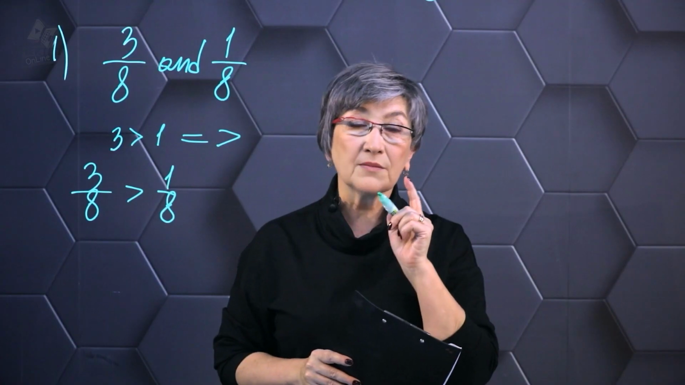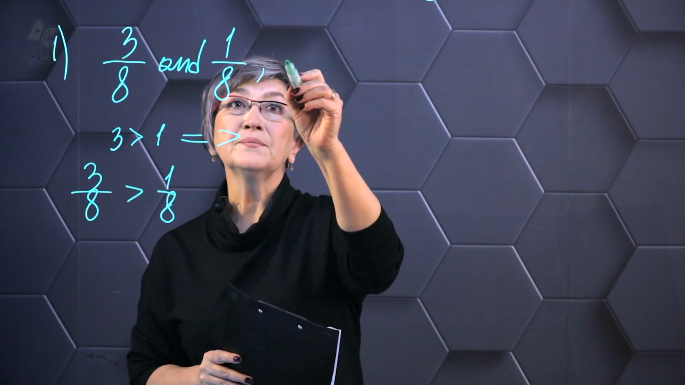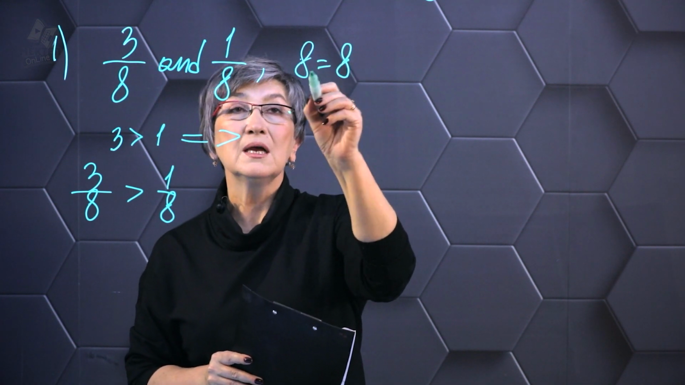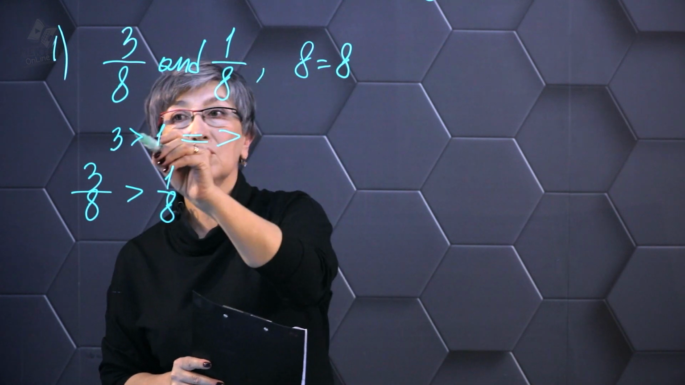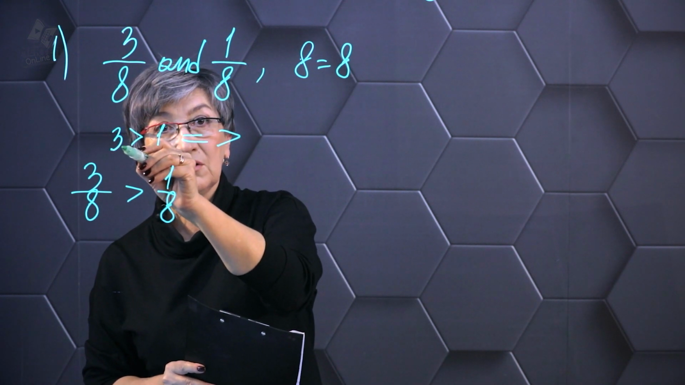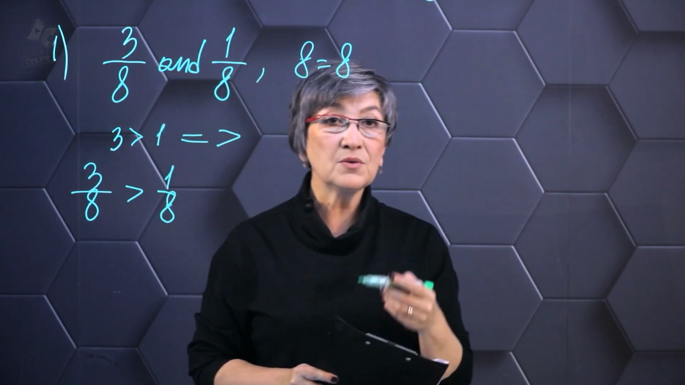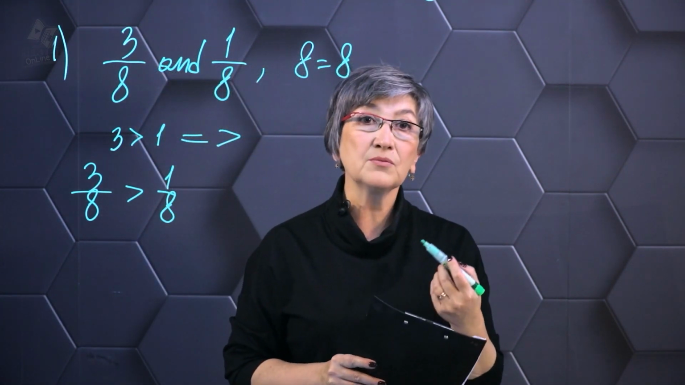But that only works if my denominators are the same. So I have 8 equals 8. And only after that do I make a conclusion. So I take the next step, I compare the numerators. If my denominators are not equal, then I will use a different rule.